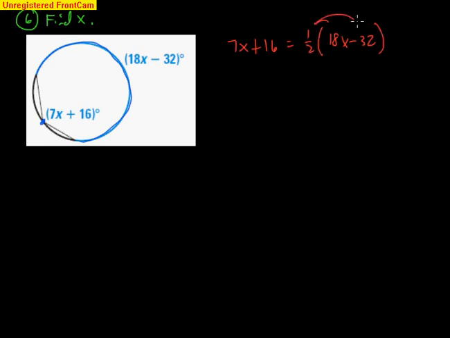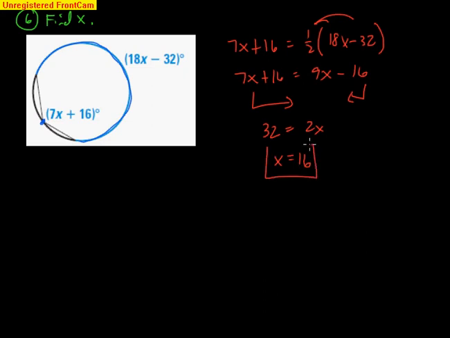Since I can take half of 18 and 32 and get nice numbers, I'm going to go ahead and distribute that 1/2. 7x plus 16 equals, take half of each, 9x minus 16. I'm going to move the 7x this way and the 16 that way. So I'm going to subtract 7x, I'm going to add 16. 16 plus 16 is 32. 9x minus 7x is 2x. And then divide by 2. And there we go. X is 16.